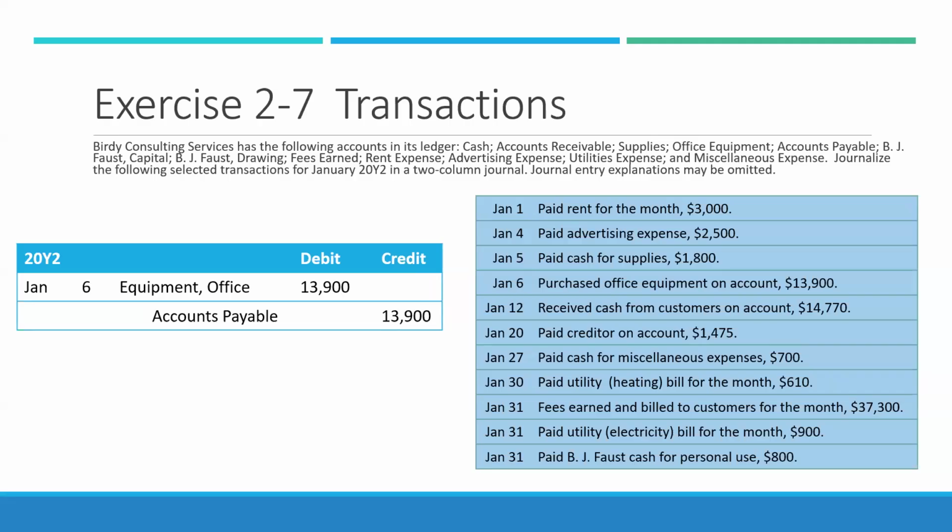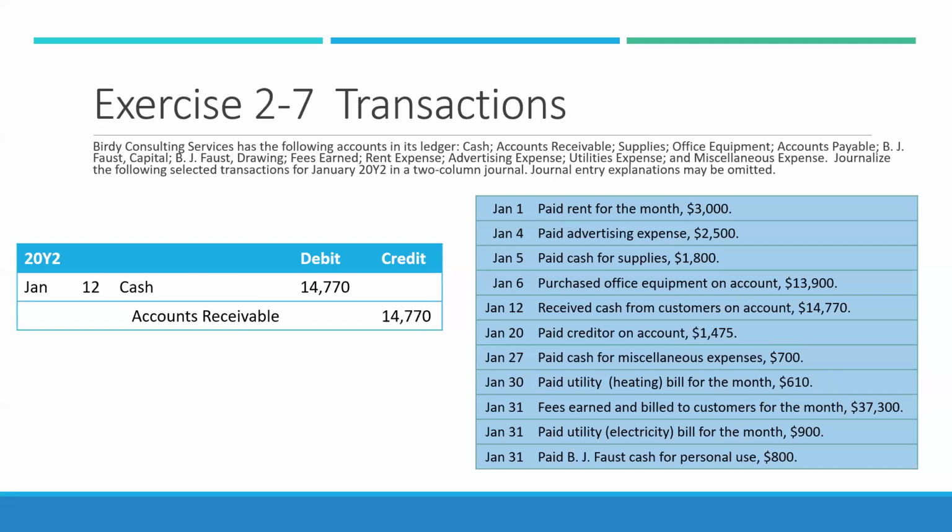Here, we purchased office equipment on account. So if it says on account, did we use cash? No. So equipment is an asset that goes up, and our liability accounts payable also goes up. But accounts payable, to increase, it's a credit, isn't it? Does that make sense?